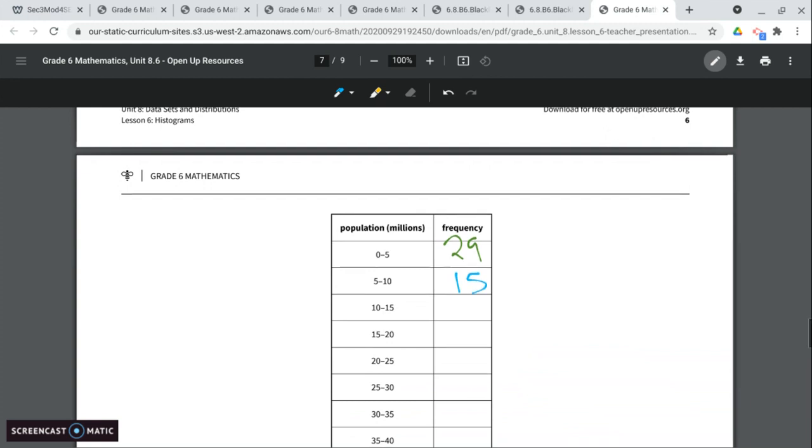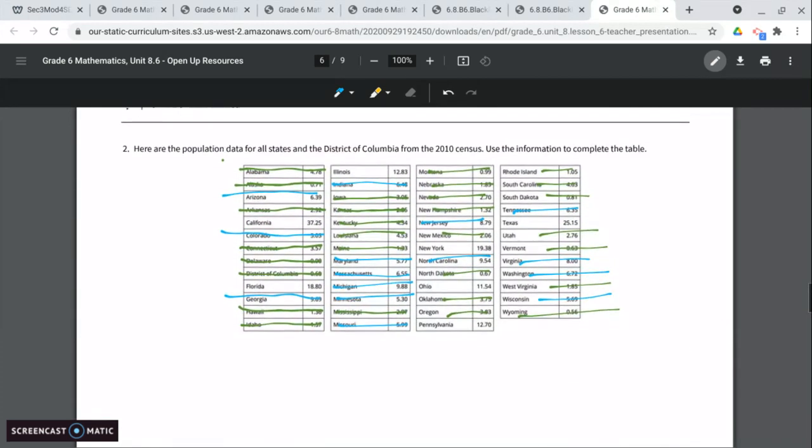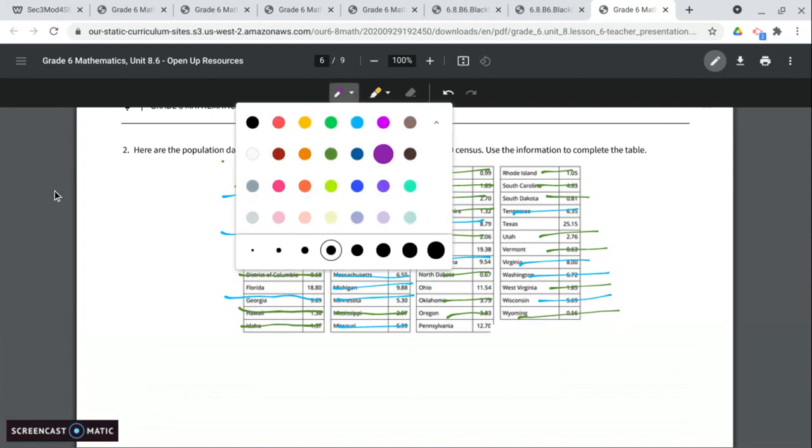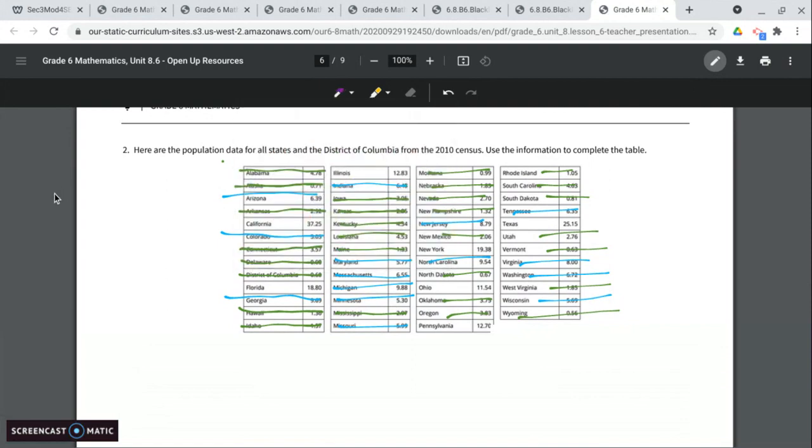Now, how many have between 10 and 15? So we get another color. Okay, so 10 and 15. We've got Illinois, Ohio, Pennsylvania, so that's 3. So we have 3.